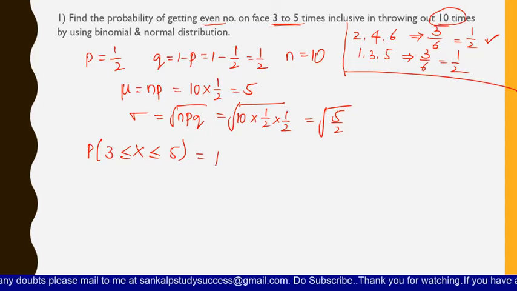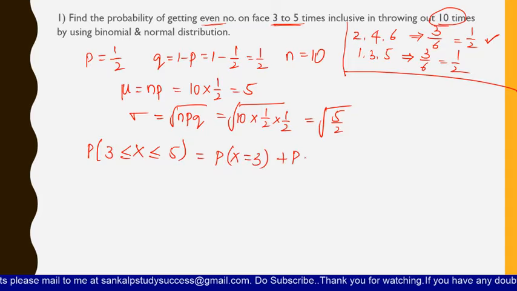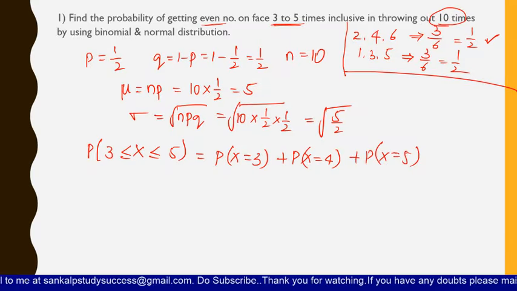That is, it may be 3 times, it may be 4 times, or it may be 5 times, correct? From 3 to 5 times means it may be 3 times, 4 times, or 5 times. So if you add all these, then you will get the actual probability of 3 to 5 times, correct? So let us see by using binomial distribution.